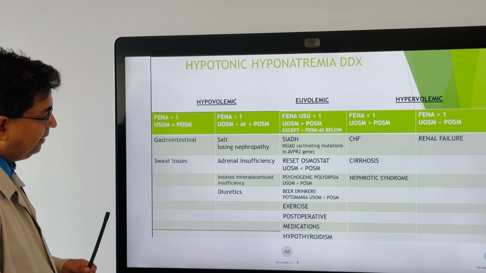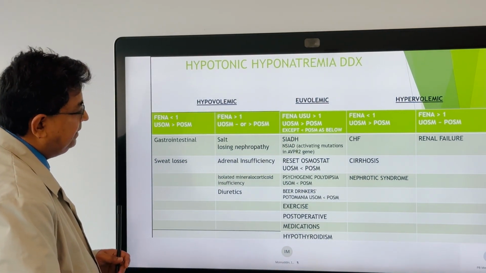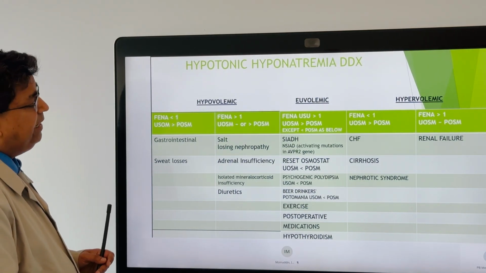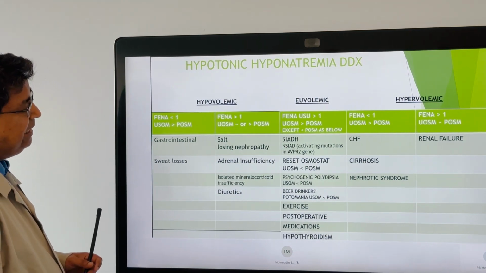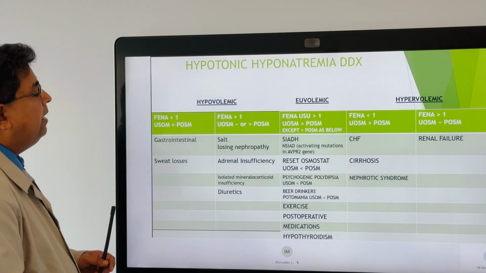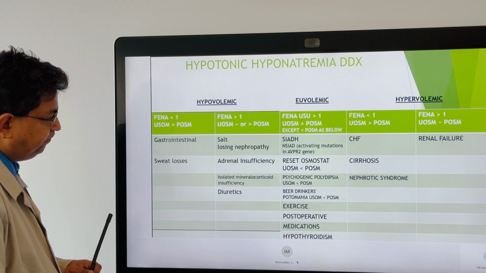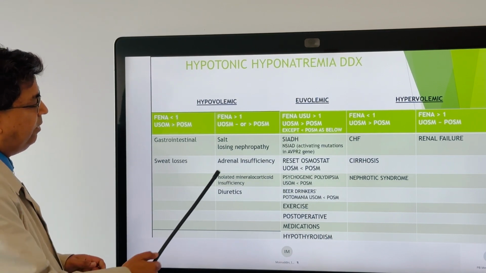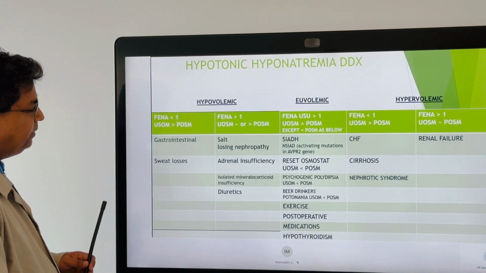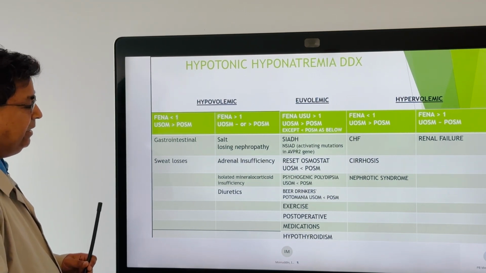If it's idiopathic, sometimes it can be NSIAD, which is nephrogenic syndrome of inappropriate antidiuresis. These are activating mutations in the AVPR2 gene, which result in fluid retention and hyponatremia. Reset osmostat basically means that the threshold for ADH release is altered and the serum sodium level is maintained at a lower level.